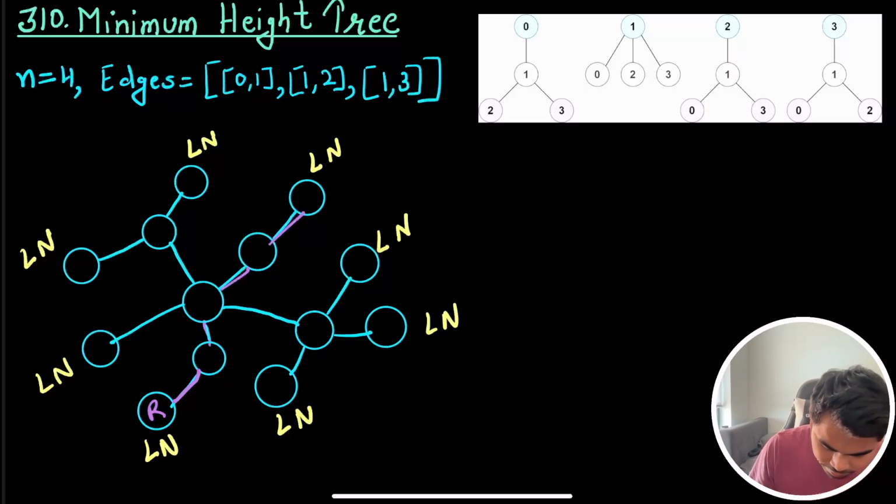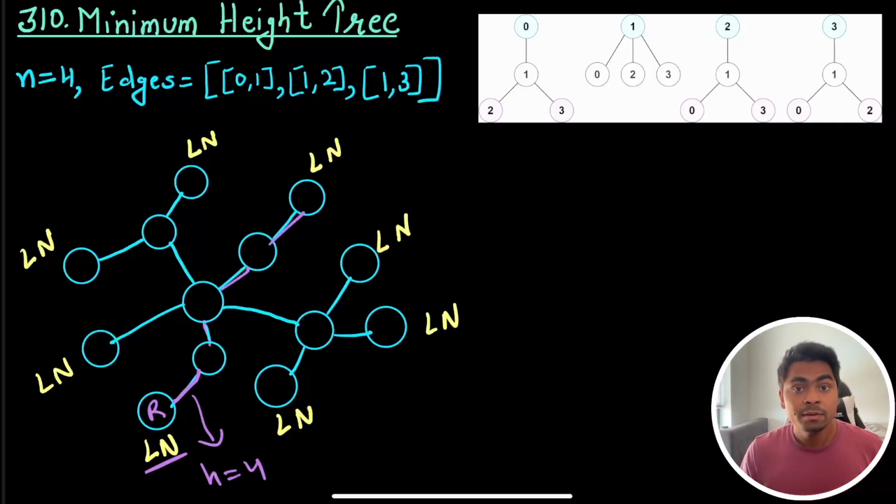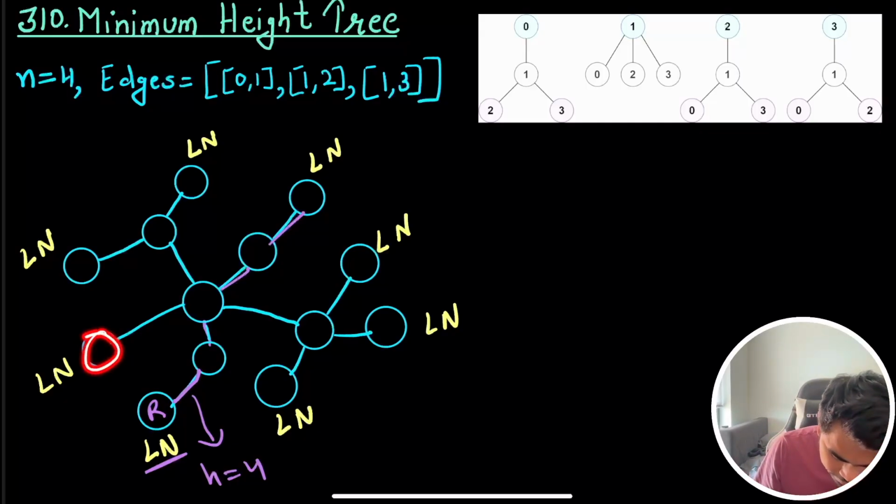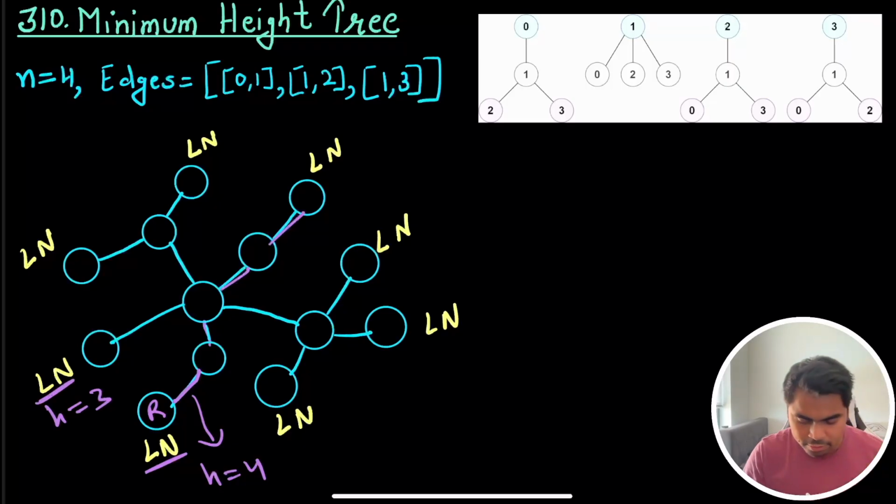So this gives me height equals to 4 when I'm choosing this leaf node. Is that optimal? What is my target? I'm trying to find the minimum height of this tree, and choosing any of these leaf nodes is really giving me the biggest heights possible. So if I choose this one, this gives me 1, 2, 3. This one also 3, 1, 2, 3. So this one is giving me height 3, if I'm choosing this as my leaf node.